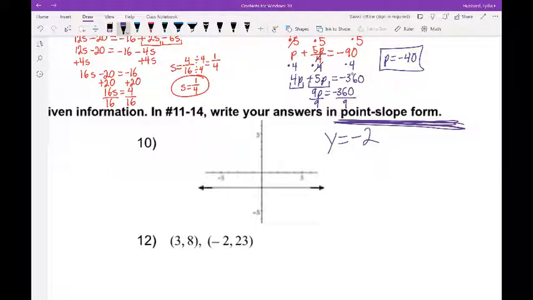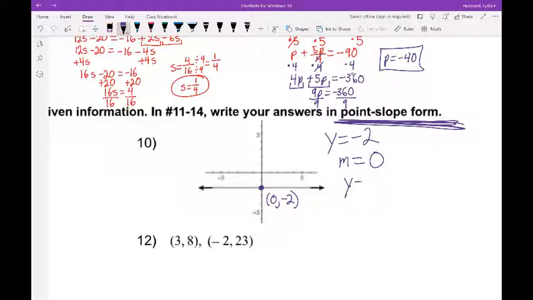So we should hopefully know that the slope of a horizontal line is 0, right? It's a 0 slope. The slope of a vertical line is undefined, but the slope of a horizontal line is 0. Okay, so that is our slope, and we're also going to need a point. And you can pick any point on this line. I'm just going to pick this one right here. And hopefully we know that that point is (0, -2). Okay, so I have a slope and a point on that line, so I can use my point slope.